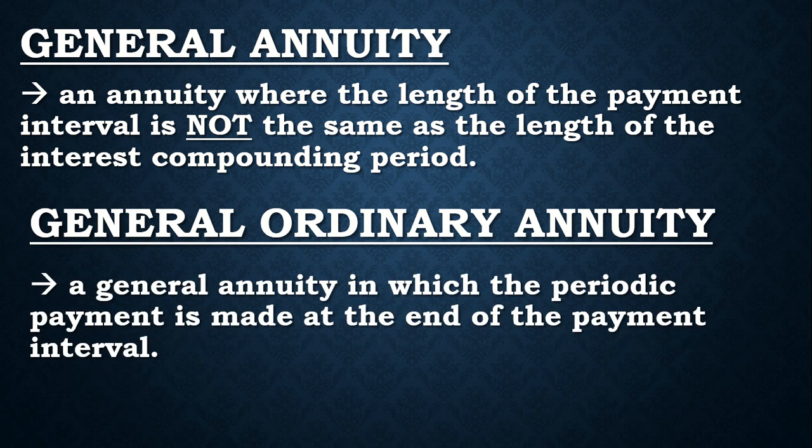Punta naman tayo sa general ordinary annuity. A general annuity in which the periodic payment is made at the end of the payment interval. So, ibig sabihin, ang pagbabayad ng installment mo or sa mga appliances na kinuha mo ay doon sa dulo ng bawat payment interval mo. Halimbawa, kung ang payment interval mo ay semi-annually, so ibig sabihin, ang pagbabayad mo para sa iyong general annuity ay kada end ng 6th month ng taon.